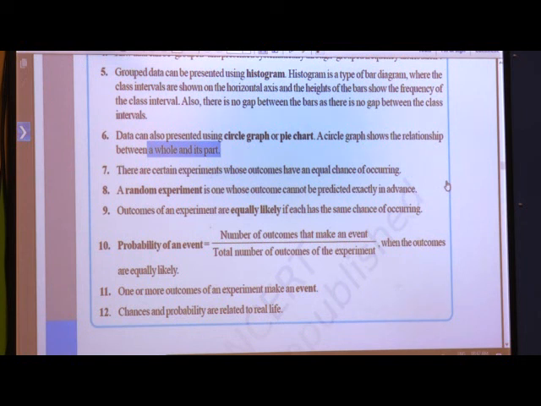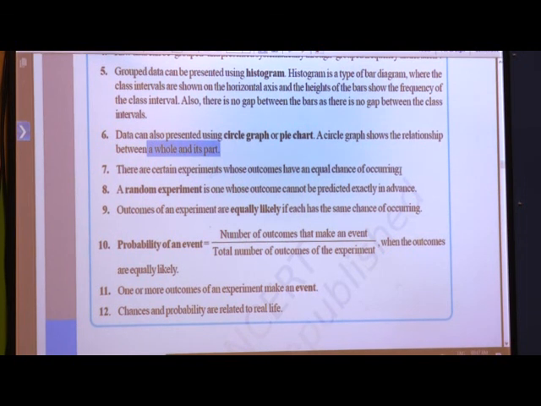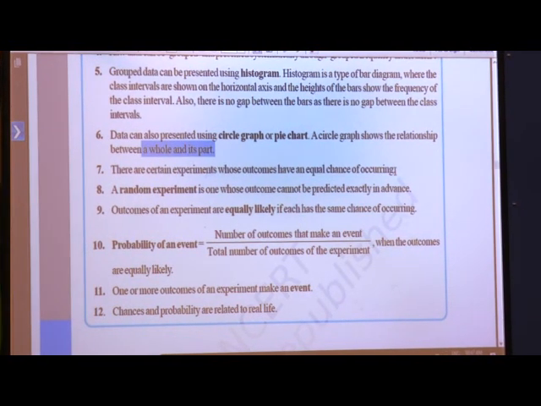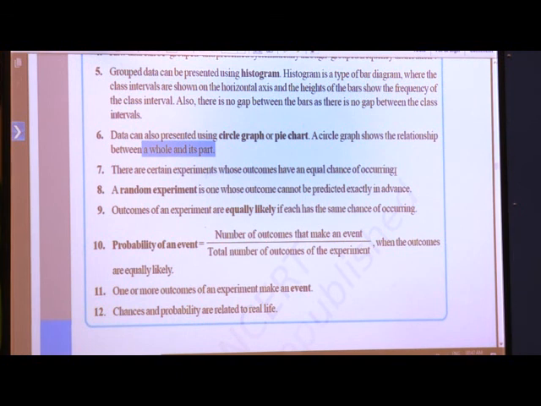After that, what did we study? There are certain experiments whose outcomes have an equal chance of occurring. Yes, we studied further on chance. What is that? There are certain experiments whose outcomes have an equal chance of occurring. Simple example, when a coin is tossed, what are the chances of a head occurring? Equal chances, head or tail. So, it is 50-50.